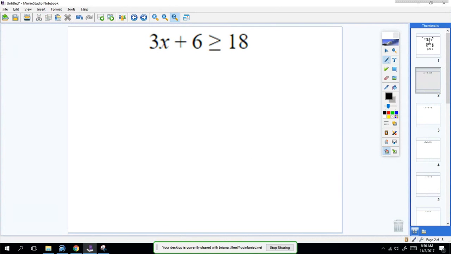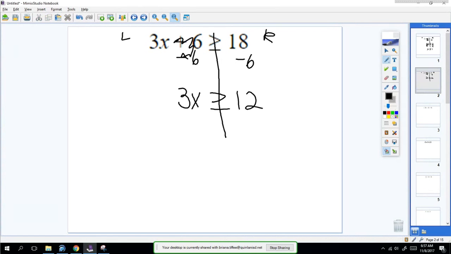So you're going to draw a line down the inequality sign. You've got a left side and a right side. So you're going to look at the left side. You're going to subtract 6 from both sides. These cancel out. You're going to bring down your 3x. This is greater than or equal to 18 minus 6, which is 12. So then you're going to divide both sides by 3. And then x is greater than or equal to 4.